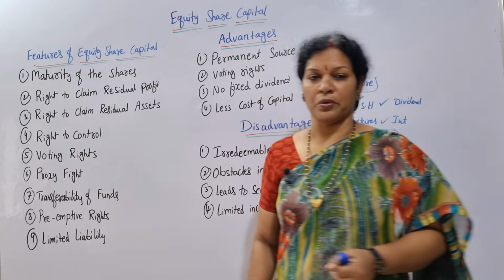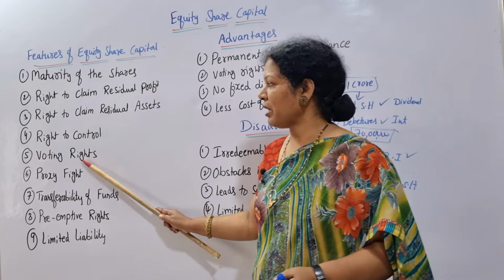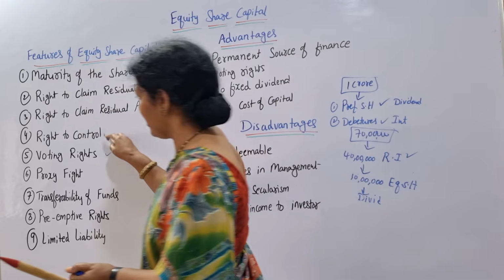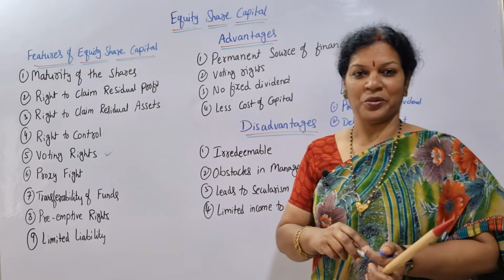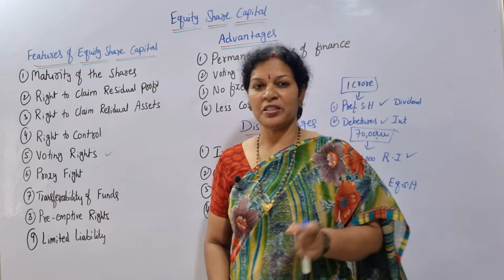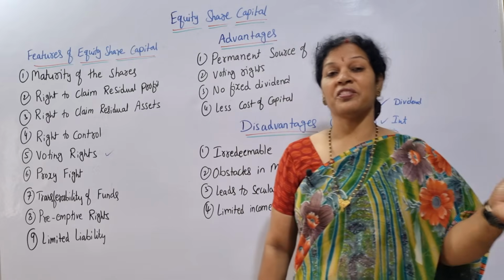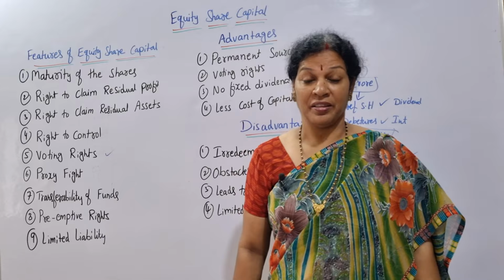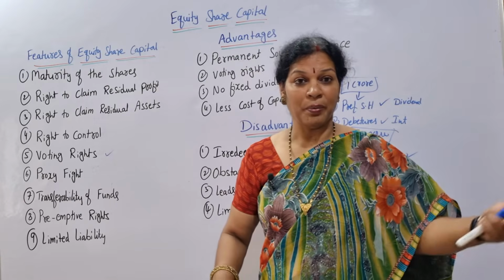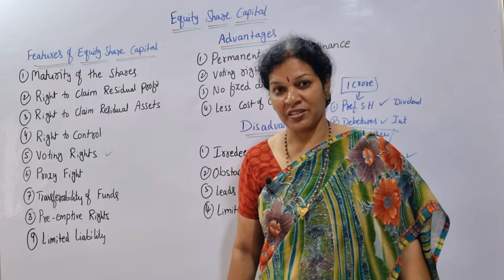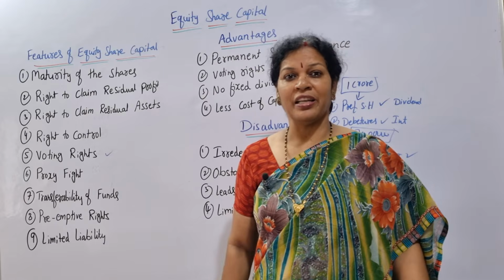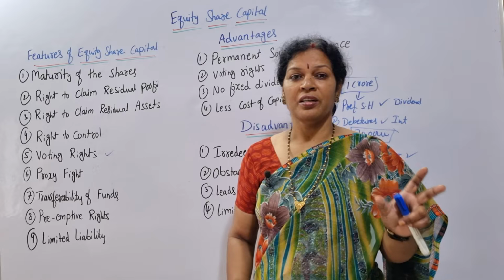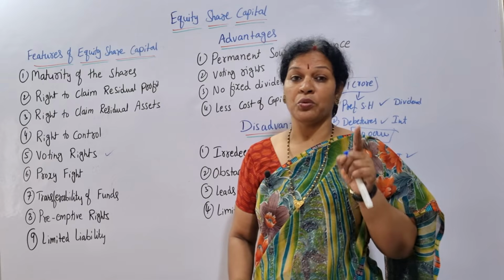Next one, right to control. Before right to control, I must say voting rights. First, we'll cover this point. Then after that, this is connected with the right to control. What is this voting right? Every equity shareholder has a right to elect the directors of the company. They can participate in company meetings. They can participate in the election of the board of directors also. There they are going to elect the board of directors. They have the right to vote.